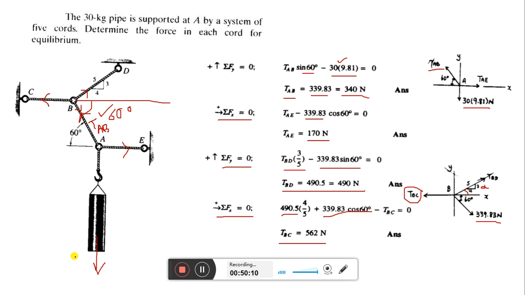In the fourth problem, we have seen a connected body problem in which only one force was known. The other four forces are unknown. But starting with point A, we solved this force and this force. After that, we solved for B. Then this force AB is known. Then we calculated BC and BD.